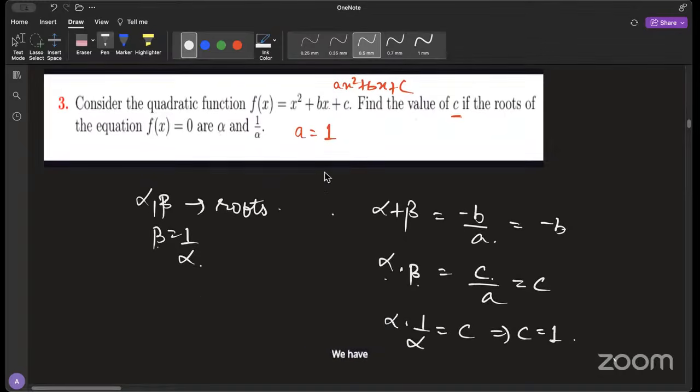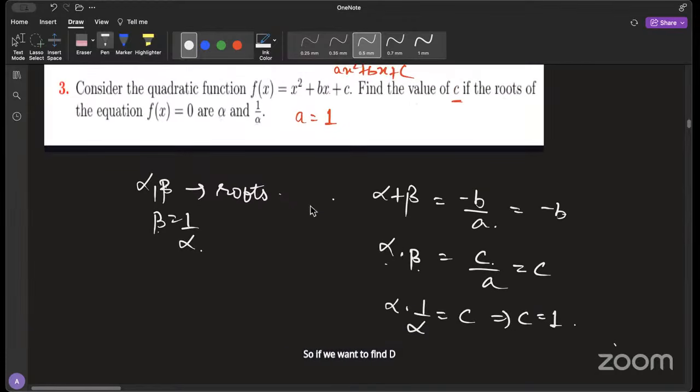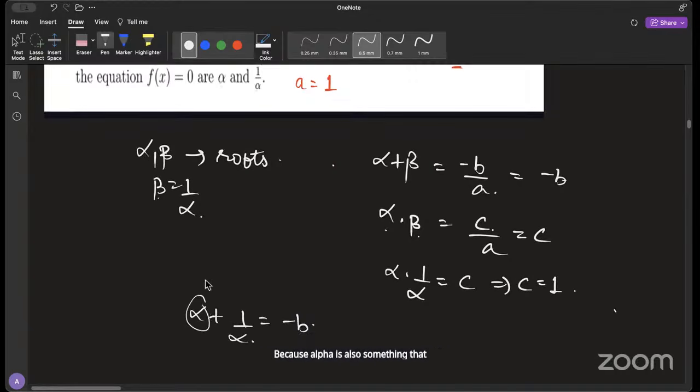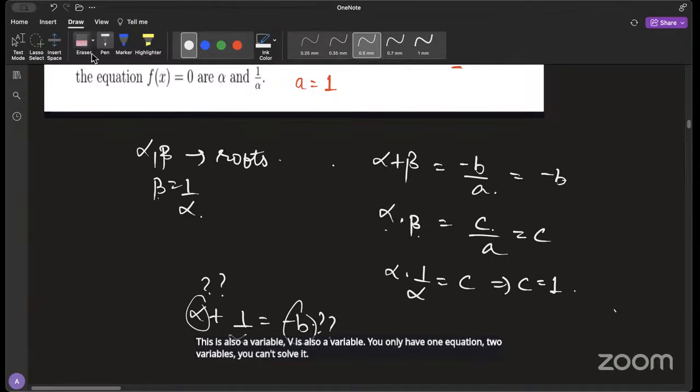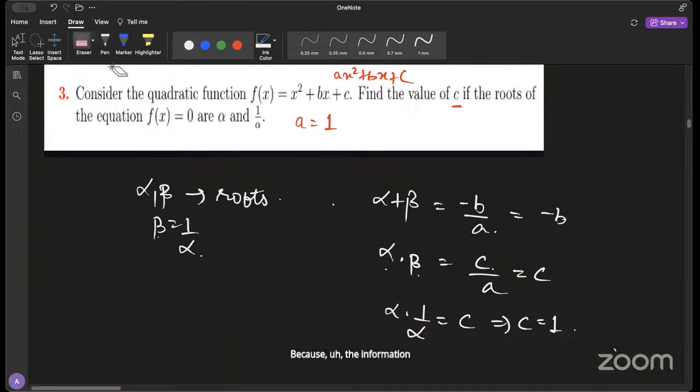We don't have enough information to find b. If we were to find b, then you will have to solve alpha plus 1 by alpha, and this will be equal to minus b. But you can't, because alpha is also something that we don't know. This is also a variable, b is also a variable, and you only have one equation, two variables, so you can't solve it. At most you can find b in terms of alpha, in terms of the roots. You can't actually find the value of b because the information is not adequate.